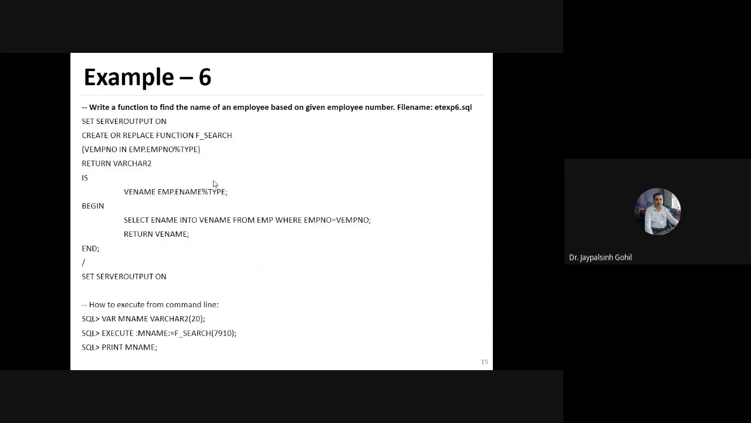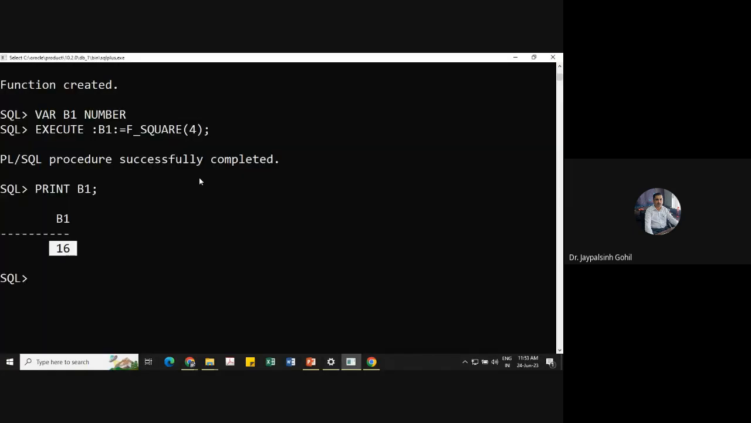Now example 6 is similar to example 2 and 4. What is our objective in that? To find or to search an employee based on the given number, right? Same example is there, but again here no out mode parameter will be there. Instead we have to write return and data type, and finally we have to write return keyword and variable name, which is returning the value. Okay, so let me show you that code.